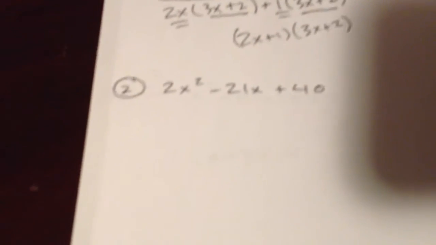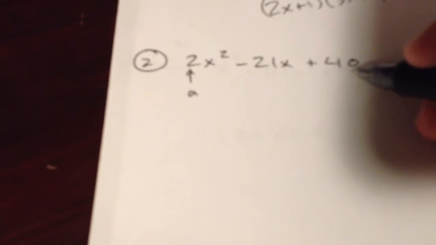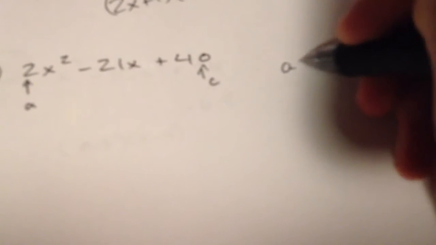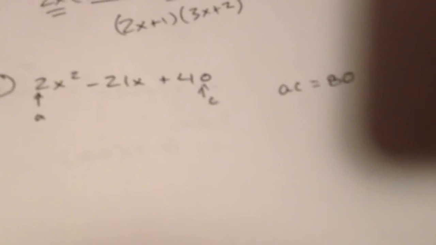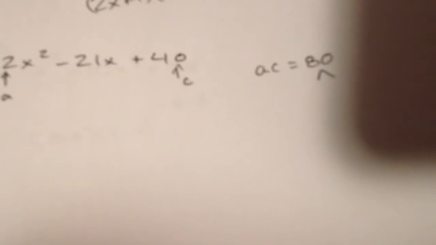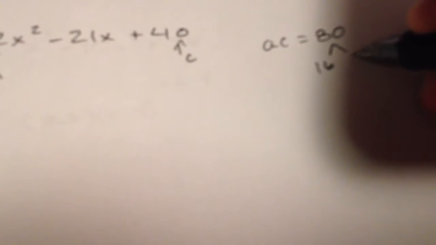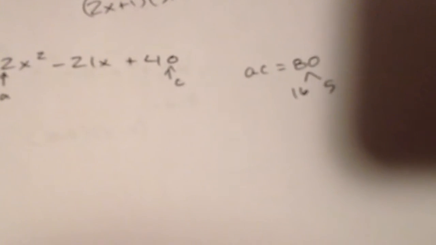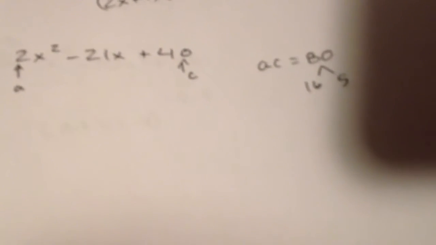Looking here at example 2, again, that is A, that is C. The product AC in this case is 80. Two numbers that multiply to a positive 80 and add to a negative 21, that can kind of be difficult. They're both going to be negatives. If you take your time, use that calculator if you have to, you get 16 and 5. They multiply to 80 and add to 21, and they're both negative.